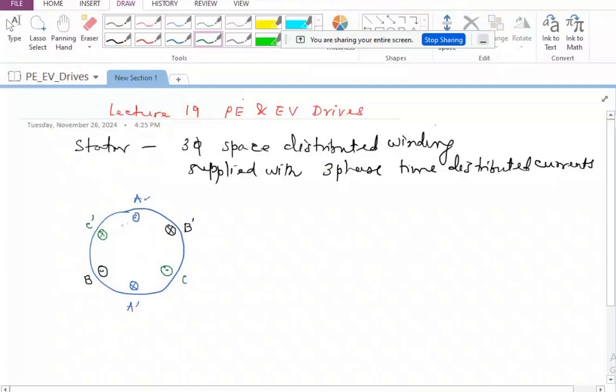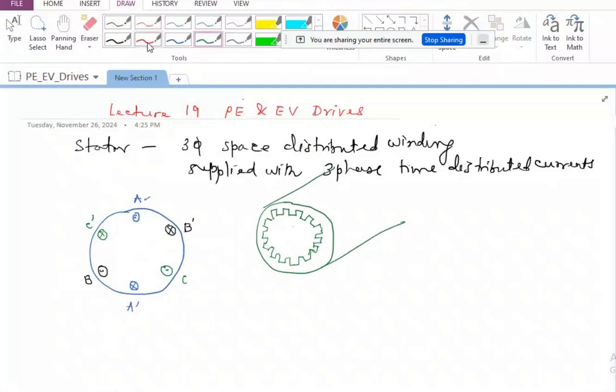Although we have shown A and A dash as though occupying only one slot, as we said in the last class, we are going to have something like this as the stator structure. It is going to have slots somewhat like this. The slots are carved in the inner periphery of the stator. The stator is made up of iron, with multiple stampings which are stacked together to make the entire cylinder.